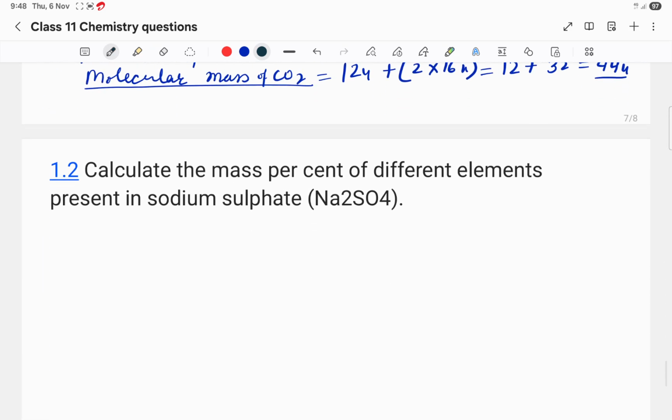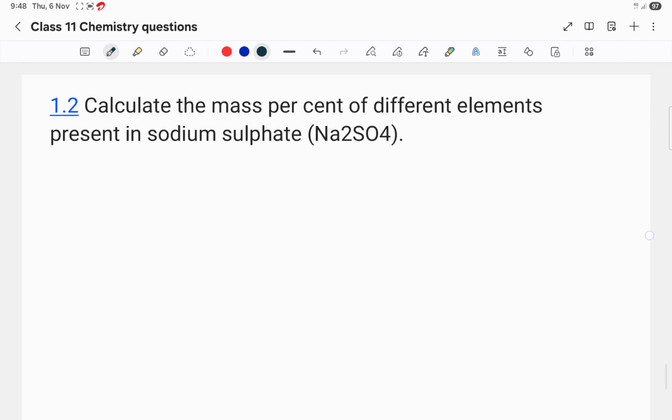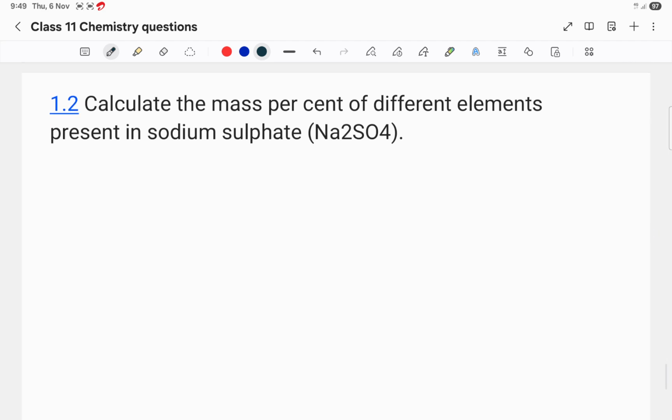Now let's go to the second question. Today we are dealing with only 2 questions. Okay, so next questions will be done in the next video. The second question is calculate the mass percent of different elements present in sodium sulfate. Okay, and the formula for sodium sulfate is also given to you.